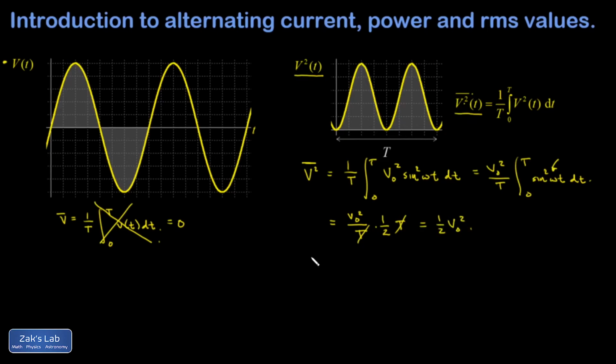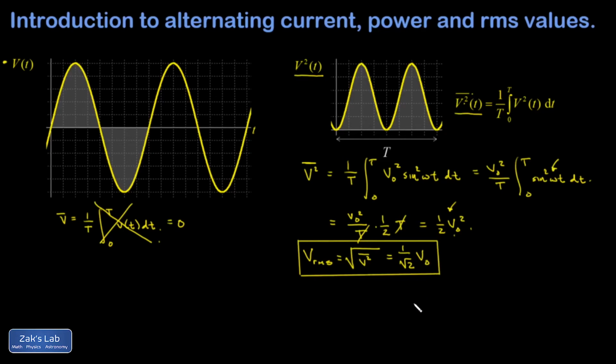Now to wrap things up, our new definition of average for the voltage, again it's called RMS, is going to be the square root of the average of the square of that function. So the square root of this thing gives me 1 over root 2 times the peak voltage V naught. And now I have a nice formula for computing the RMS value of a voltage from the peak value.